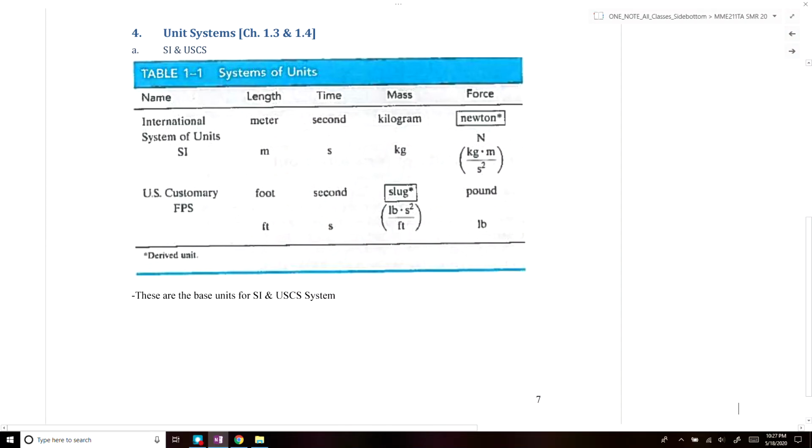So in this course, we'll be using two primary unit systems. We'll be using the SI system and we'll be using the USCS system. Okay. For both of these systems, these are the base units for length, time, mass, and force, which are the only quantities that we will be interested in this class.